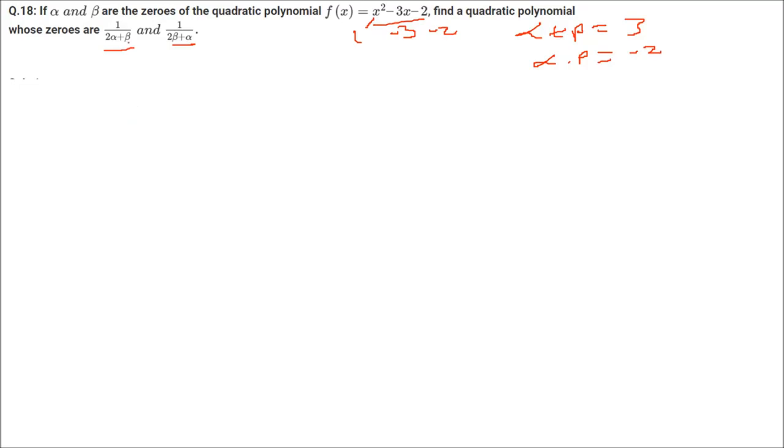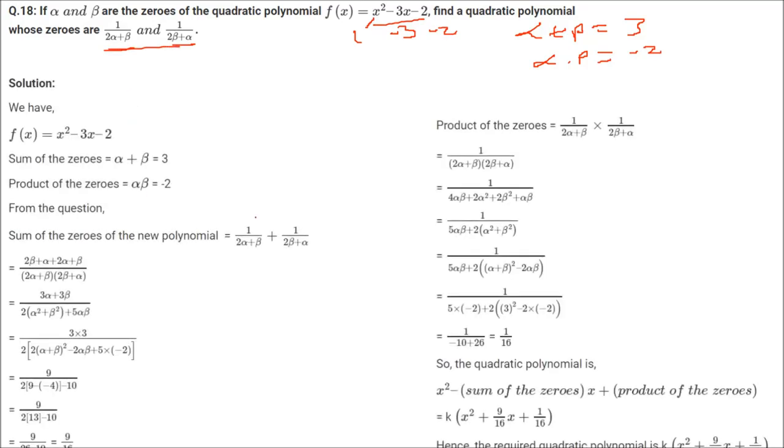Now let us add these two. First, this is 3 and minus 2. We are adding it. So when we add it, take it here, multiply them. This one, 2 beta plus alpha. Multiply these two, 2 alpha plus beta. And then multiply these two and put it in the denominator. So this is 2 beta plus beta, that is 3 beta. And this is alpha plus 2 alpha, that is 3 alpha. Take 3 common here. You get alpha plus beta. What is alpha plus beta? 3. So you can put a 3 here. So 3 into 3 is 9. So you get a 9 here in the numerator.